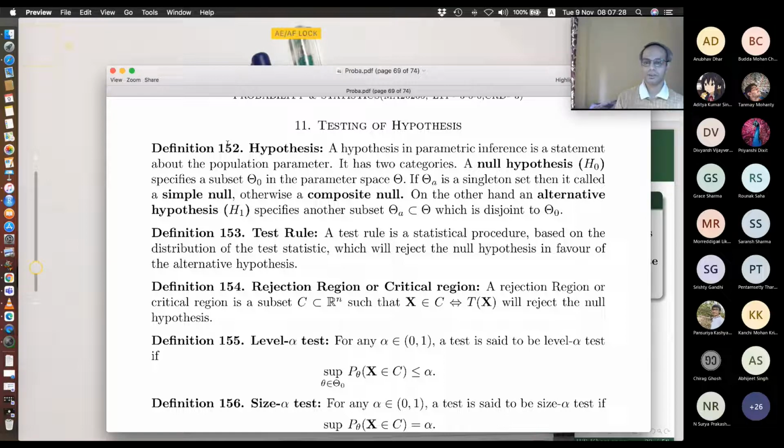Now, the story doesn't end here. There is also another statement. If the first statement we have given is not correct, then whether the second statement is correct. So it is not a standalone thing. There are two competing statements given in a hypothesis. One is known as the null hypothesis. Another is known as the alternative hypothesis.